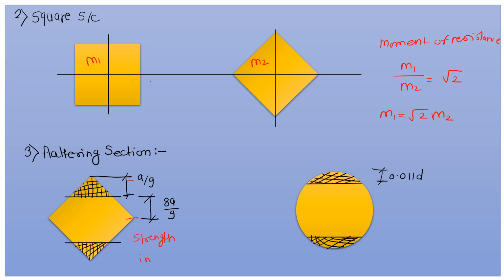Strength increases by 5.37%. Same in case of a circular section, if we cut this part, called flattening, from top and bottom as 0.011d, of diameter d, then the strength is increased by 0.7%. Strength increased by 0.7%.